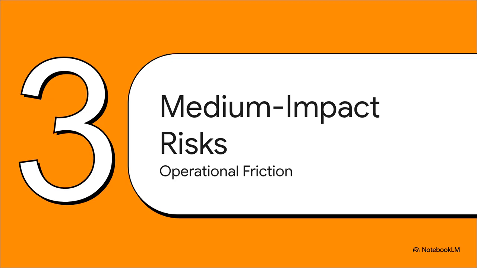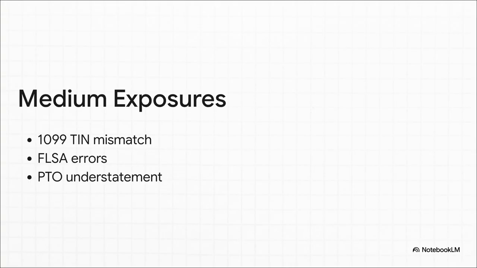Section 3. Medium Impact Risk Exposures. Let's step down just slightly in severity and look at the operational friction points. These medium risks might not bankrupt the company overnight, but man, they cause massive internal headaches. A TIN mismatch on a 1099-NEC leads straight to an IRS CP2100 notice and backup withholding nightmares. FLSA misclassification, treating a non-exempt hourly worker as exempt, triggers hidden back overtime liabilities. And PTO liability understatement, if you aren't recording that properly, you're creating massive balance sheet errors and setting the stage for very messy separation disputes down the line.